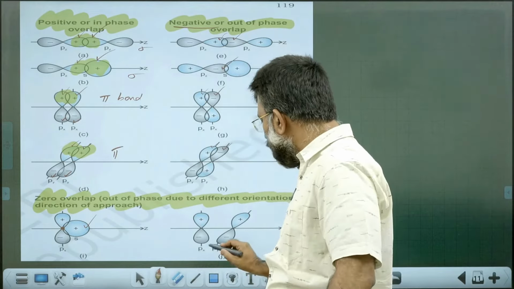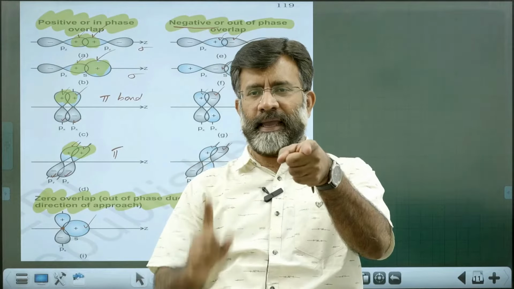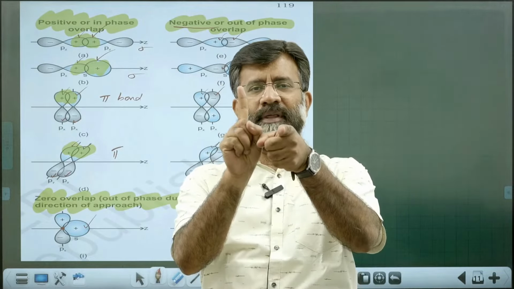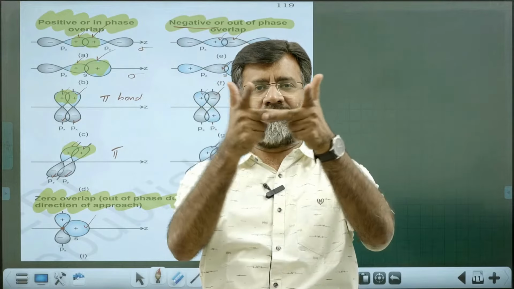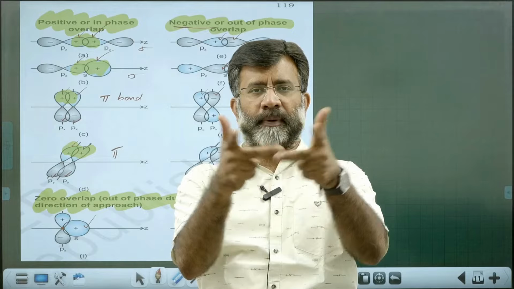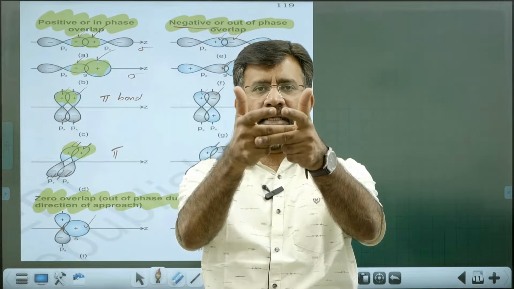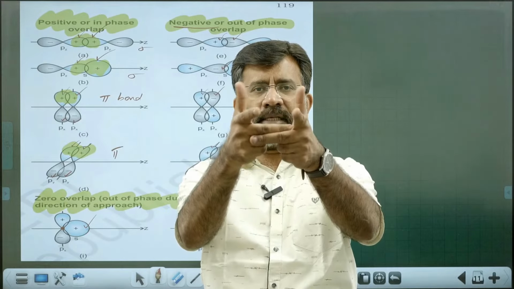How come px overlaps with py? This is px and this is py. How come they overlap? You see, pz makes a sigma bond. px makes a pi bond. py makes a pi bond.